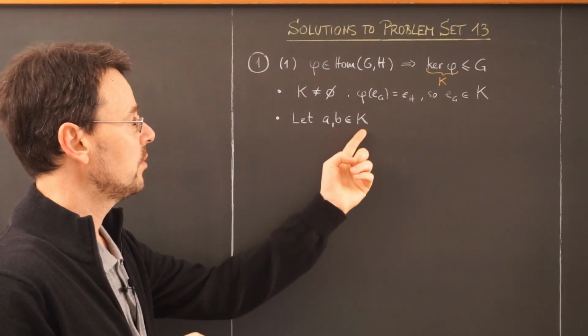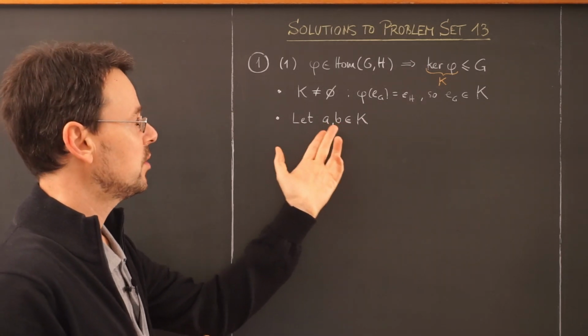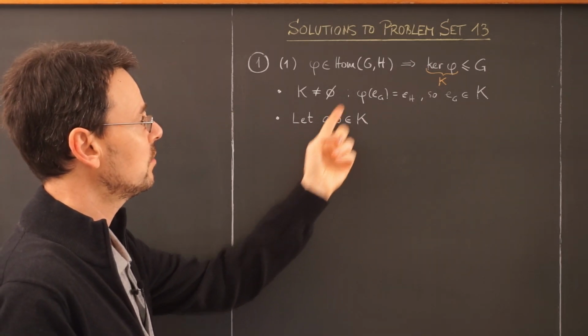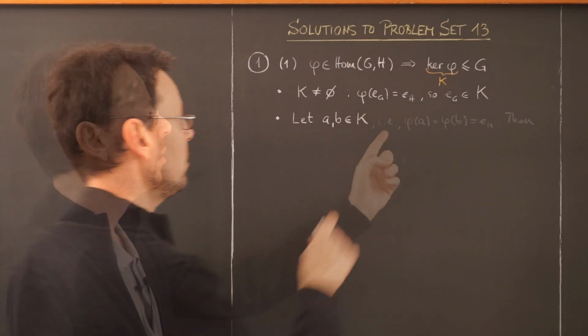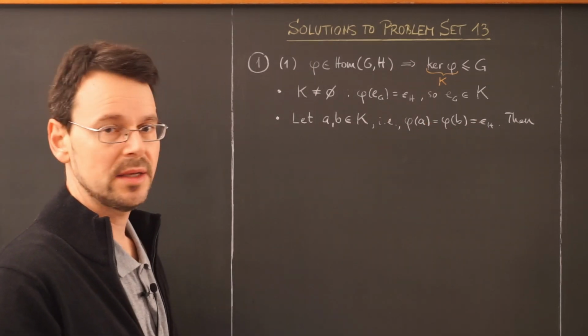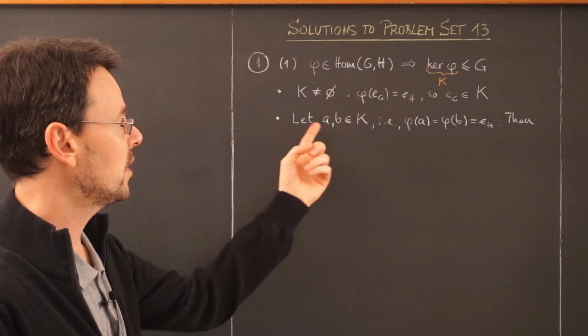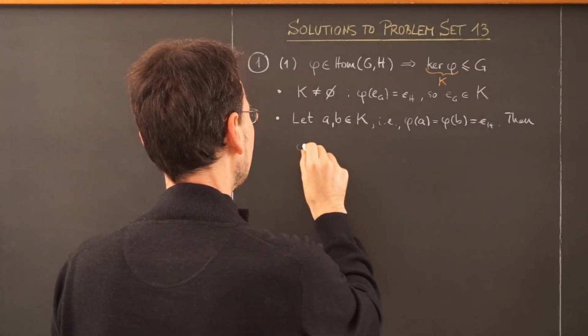Next we take two arbitrary elements of K. G and H is maybe not such a good choice of notation because here we have the groups G and H, so I call them A and B. But this simply means that both get mapped to the identity of H, and we have to show that then A B inverse also is an element of K.